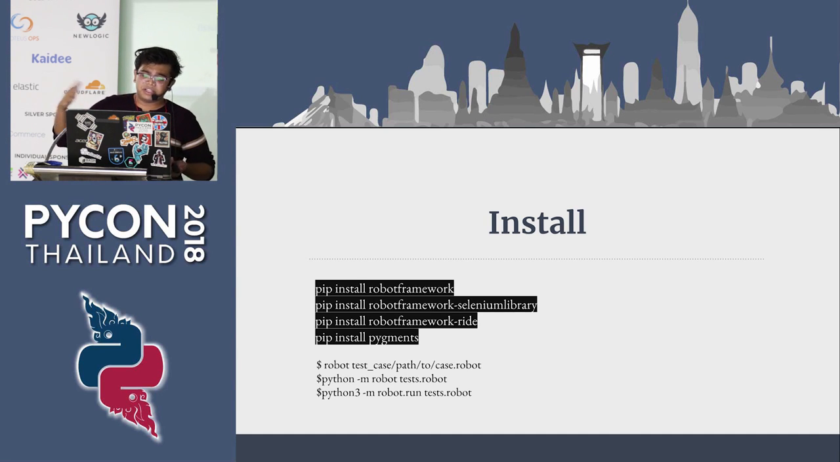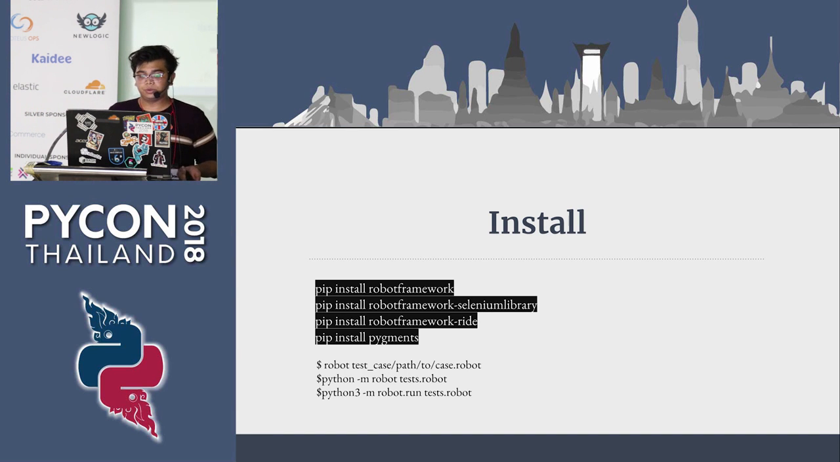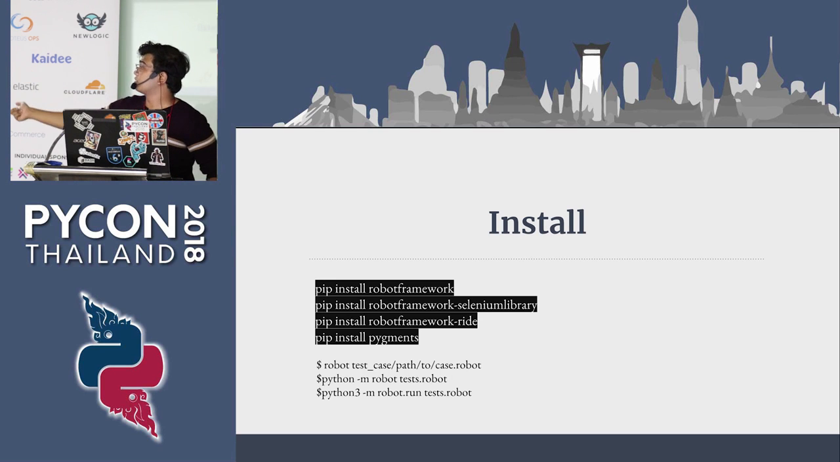Back then we didn't have this robot command, so you just say Python -m robot and then test.robot, which will look at the keywords and everything, and compile it into the Python version, which will be run by Python. And for Python 3, it's the same thing.